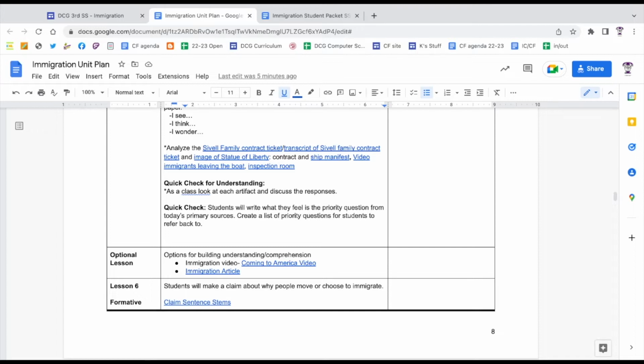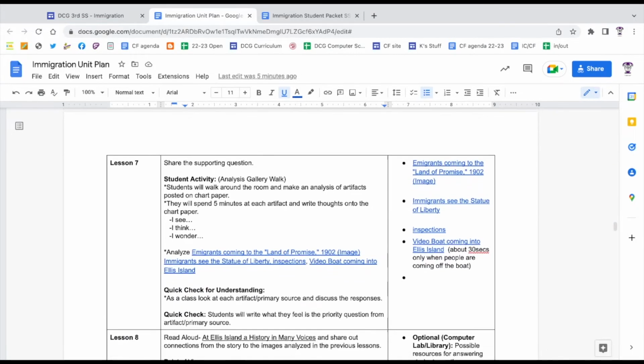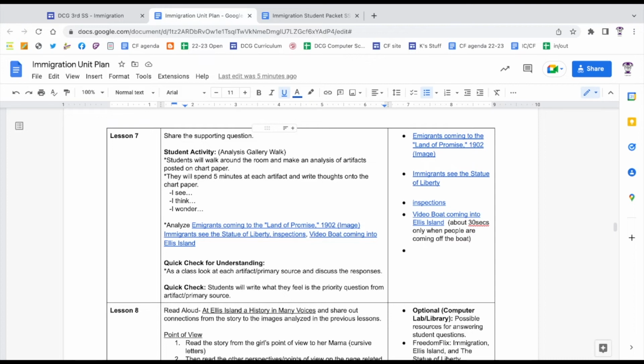And then in lesson 6, that is the formative, where we're making a claim about why people choose to immigrate. Chapter 2 lessons are entitled Ellis Island, and so we're spending a lot of time exploring that aspect of our history in relation to immigration. And in lesson 7, we have a second part to that I See, I Think, I Wonder gallery walk, with a few different options, again, more geared towards the Ellis Island experience.